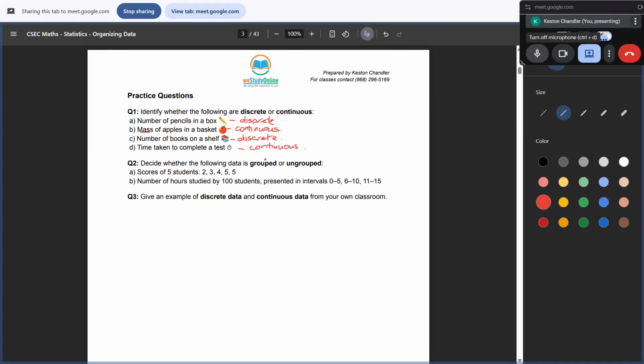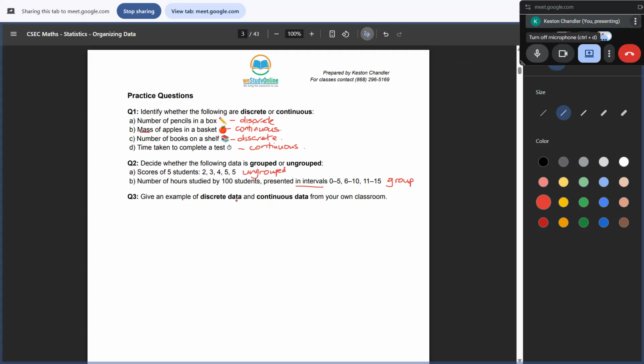Right? Grouped or ungrouped. Scores of students. This is an example of ungrouped. Number of hours studied by students. This is an example of grouped. And it's evident because we have the use of intervals, class intervals.